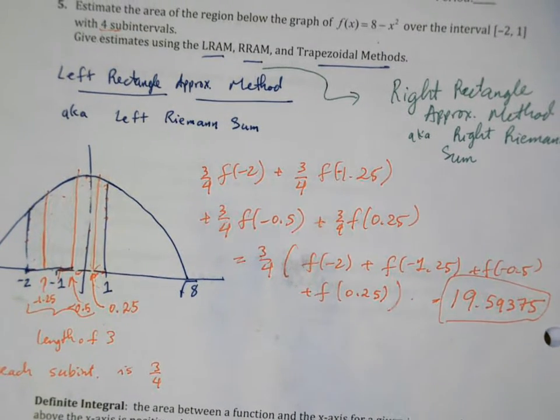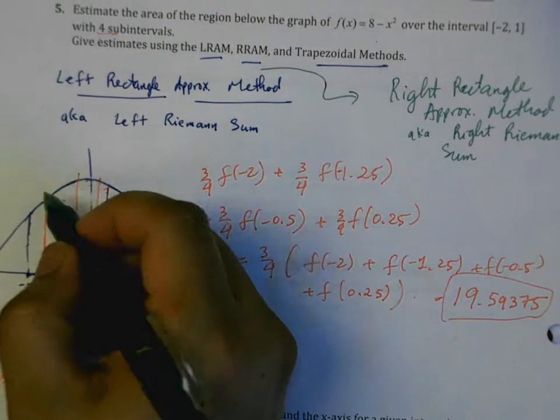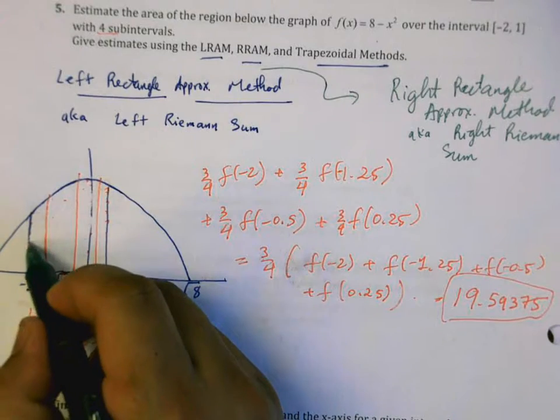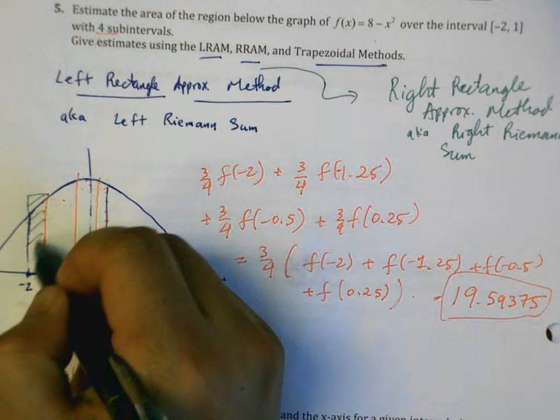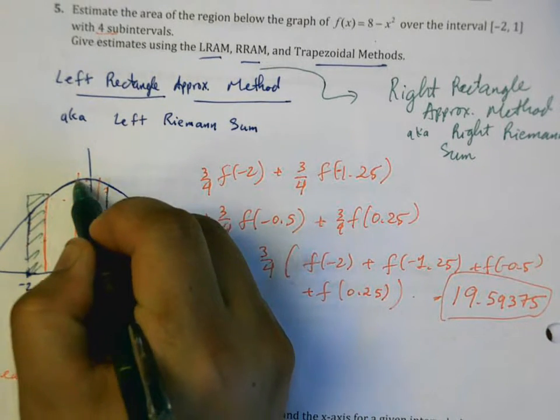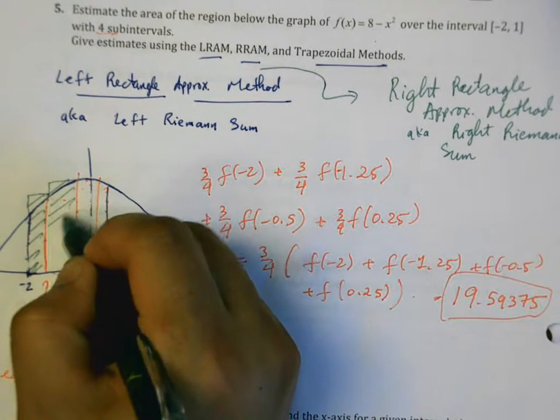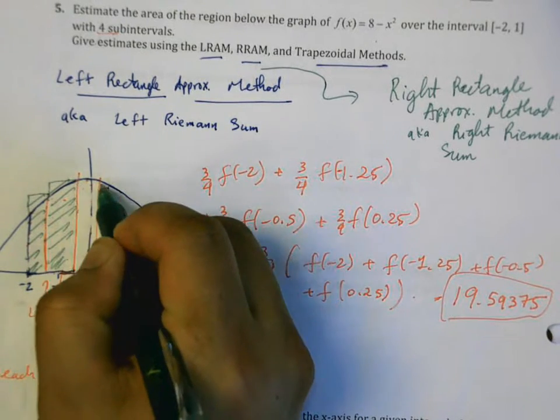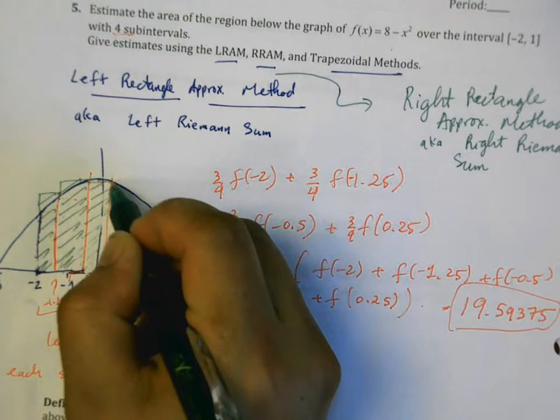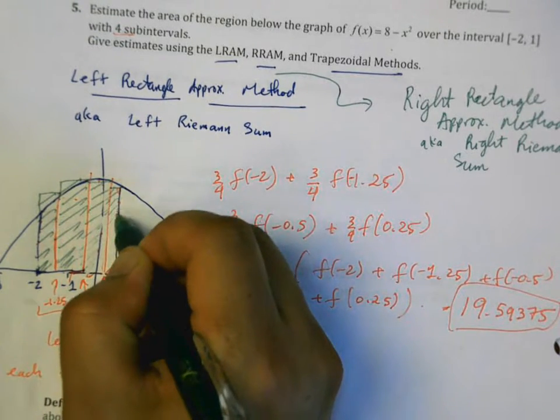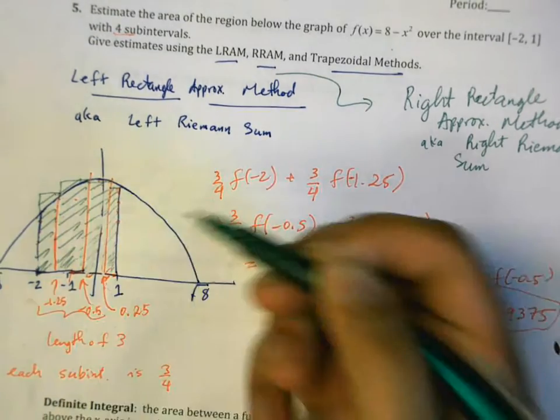Okay, so I've got the same picture. I just erased all the other stuff. So between these two heights, we're going to pick this one. Between these two heights, we're going to pick the right height. Between these two, we're going to pick this one. And between these two, we're going to pick the right height again. Okay.